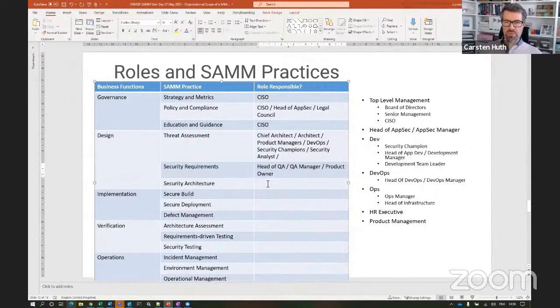Okay. So, security architecture. I think we have some. Well, maybe it's quite clear. Start with some similar ones. Architect sort of goes without saying. But I guess product managers could also. Well, I don't know. Maybe it's more or less the complete list.